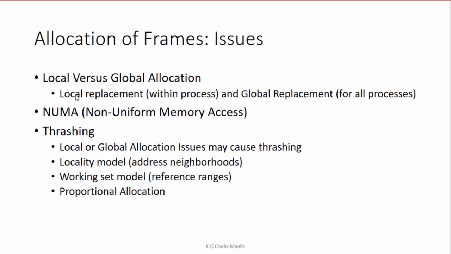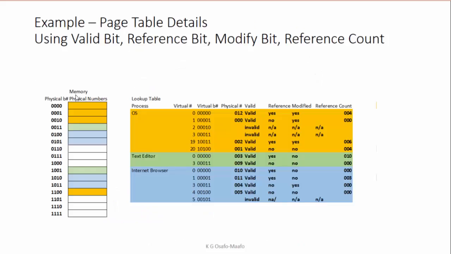Now, other issues, we talk about global and local allocation. And of course, that means global and local replacement. So if a process wants a page that is currently not in main memory, are we going to replace one of the pages that belong to that process, or are we going to go and steal a frame from another process? So let me go back to this one.